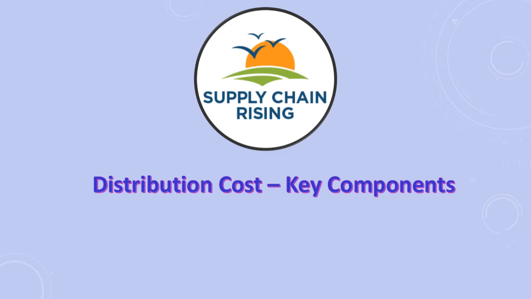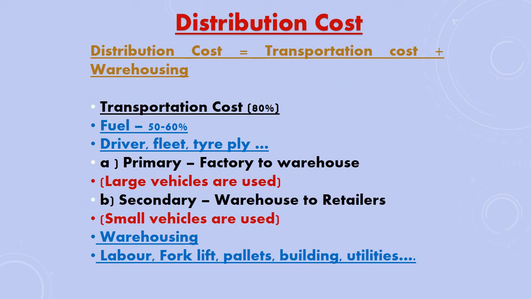Today I'm going to explain the topic of distribution cost and its key components. This is a very significant cost in the whole supply chain. So I thought it would be a good experience to share such key components with you. The first thing in calculating the distribution cost is basically the combination of two costs. Number one, transportation cost, and number two, warehousing costs.